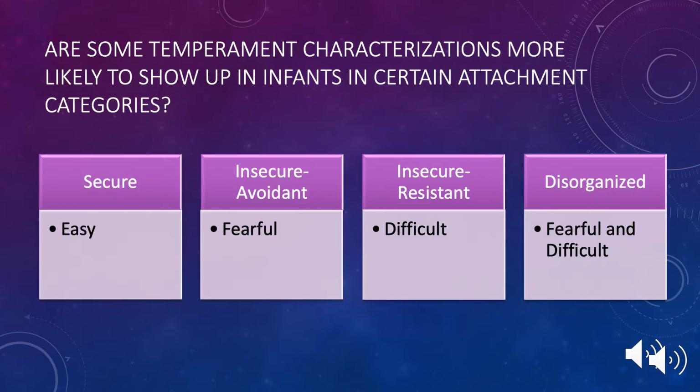The second question from this prompt was, are some temperament characteristics more likely to show up in infants in certain attachment categories? If we apply Konchka's findings, we can see that children who have secure attachment will most likely show an easy temperament. Insecure avoidant children will show a fearful temperament. Insecure resistant children will show a difficult temperament. And disorganized children will show both fearful and difficult temperament.